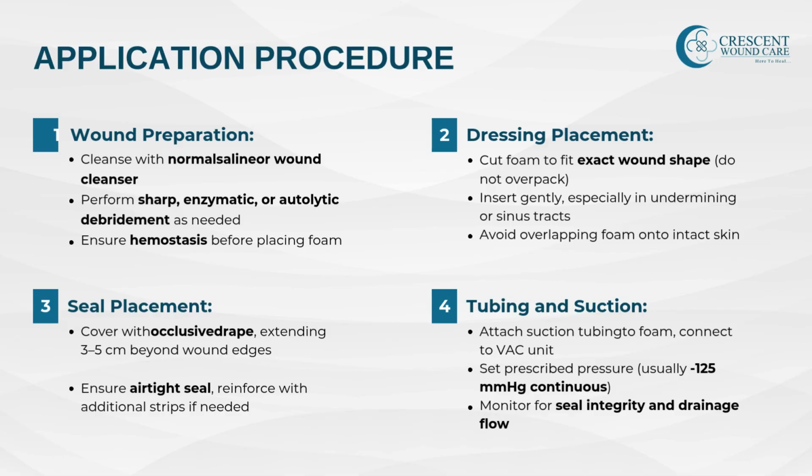4. Connect tubing to suction unit. Attach the tubing port to the foam and to the pump. Make sure the connections are tight and free of kinks. 5. Set the prescribed pressure. Common settings range from -80 to -125 millimeters of mercury, depending on the wound type and patient tolerance.